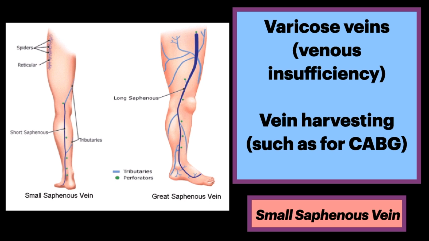Clinically, varicosities may involve the small saphenous vein in chronic venous insufficiency. This vein may also be harvested for transplant to elsewhere in the body, such as coronary artery bypass.